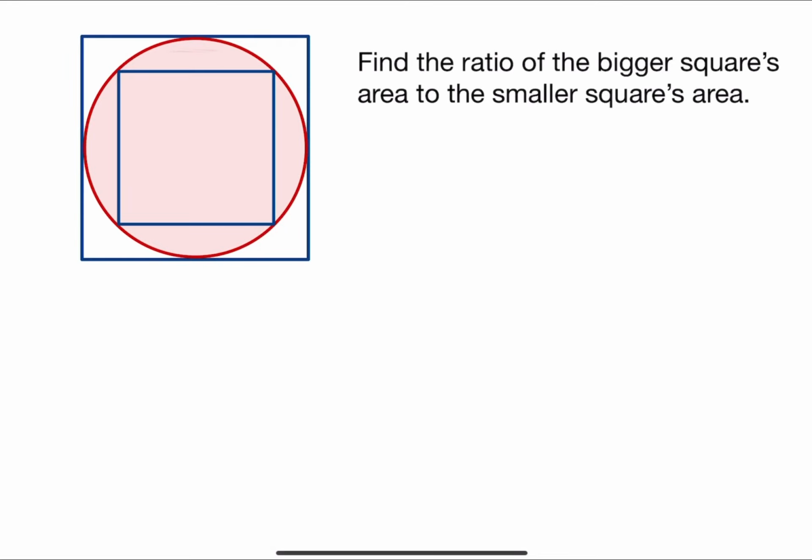Hi everyone. Today we've been given a problem where we've been presented a diagram. In this diagram we have a square, and inside that square we have a circle, and inside that circle we have another smaller square. What we've been told to do is find the ratio of the bigger square's area to the smaller square's area. So how do we do this?